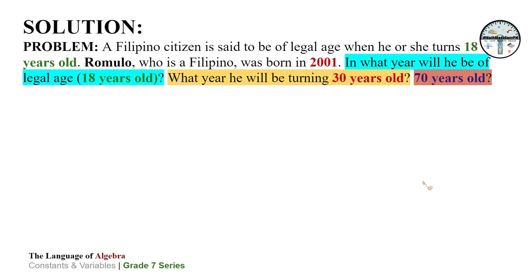Before we really solve, we should underline the important details or emphasize the details in this problem. In this text, we know that Romulo was born in 2001, and the question here is in what year he will be of legal age. We know that you will reach legal age when you're already 18 years old. And the other question is what year he will be turning 30 years old or 70 years old. So let's see.